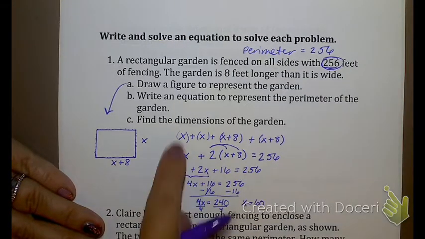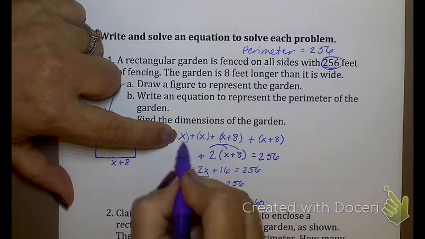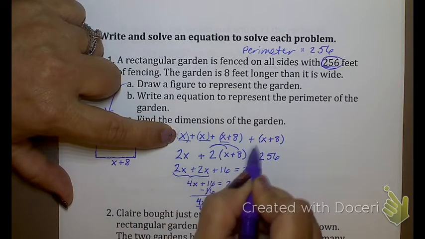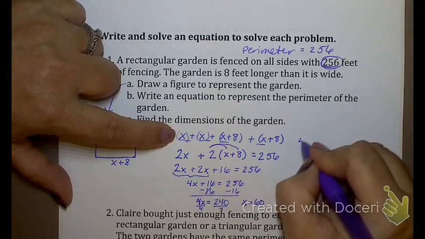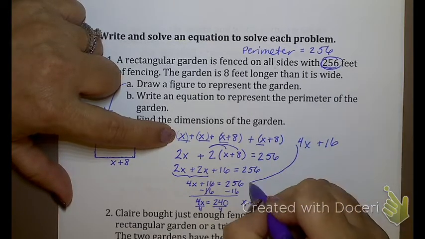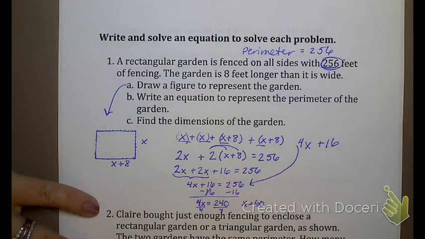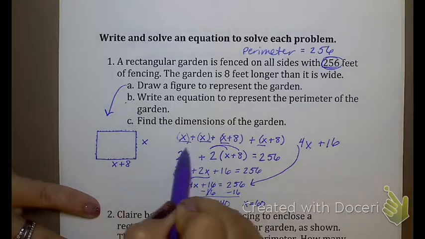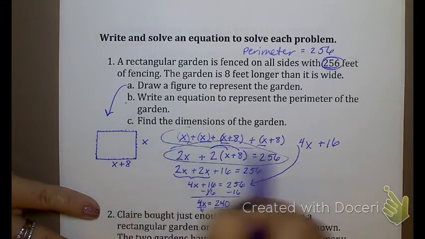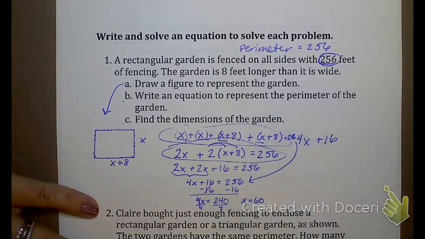Do I get the same thing from this one? X plus x plus x plus 8. If I add all those x's, 1, 2, 3, 4, that's 4x, isn't it? Plus 8 and 8 is 16. That's the exact same thing I had there. So I can get it from either way. So there was part B, either one of these equations. Actually, that's not an equation. It needs the equals 256. And then find the dimensions.